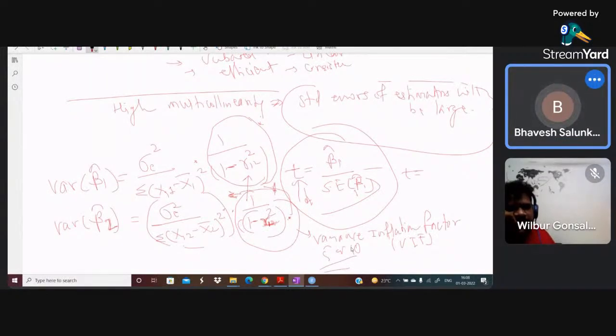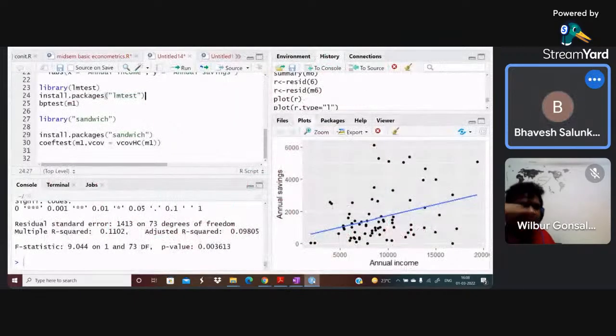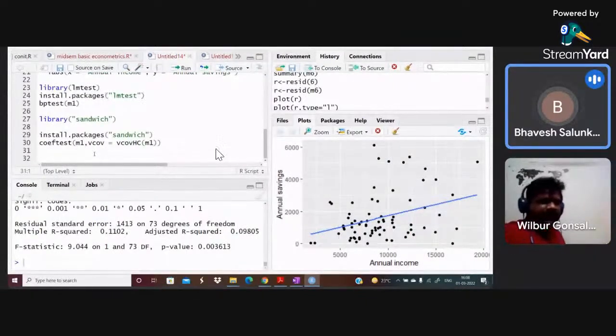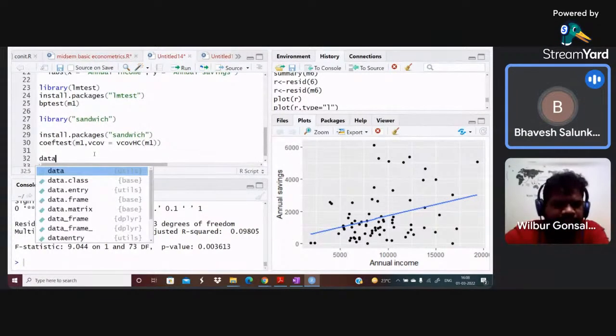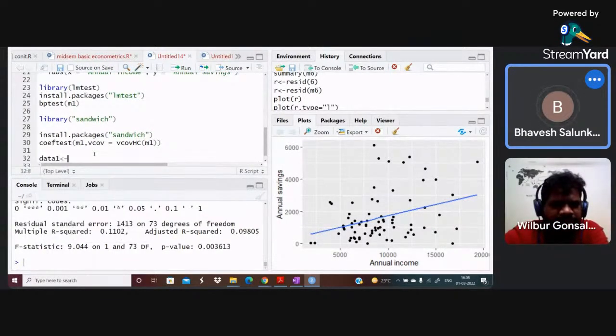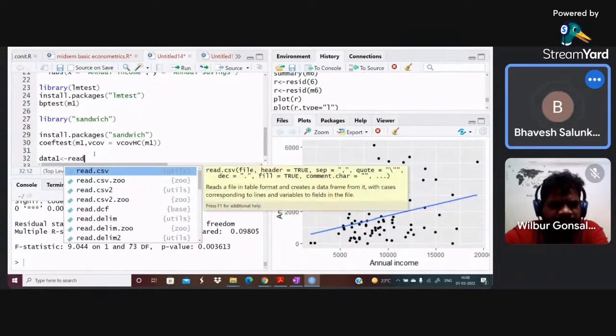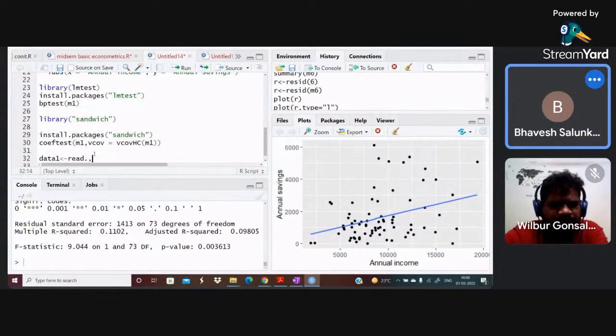So now let's go to R. Have you received the file from sir? Yes. So there is one CSV file for multicollinearity. Can you see that? Yes, please download that. We will read that as data one over here. Read.csv. Save that file somewhere at desktop or anywhere you want.